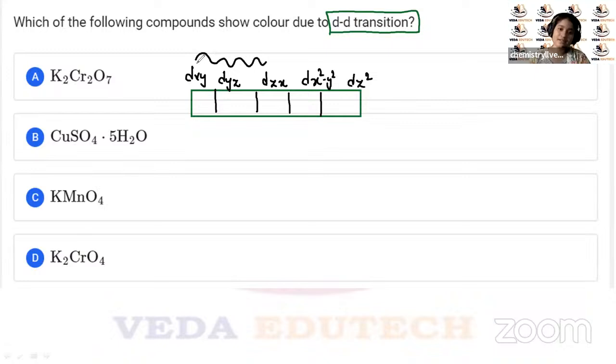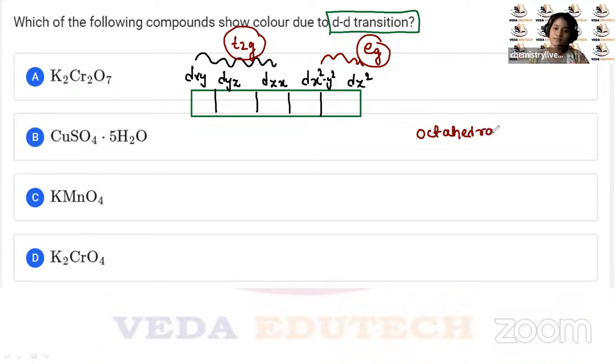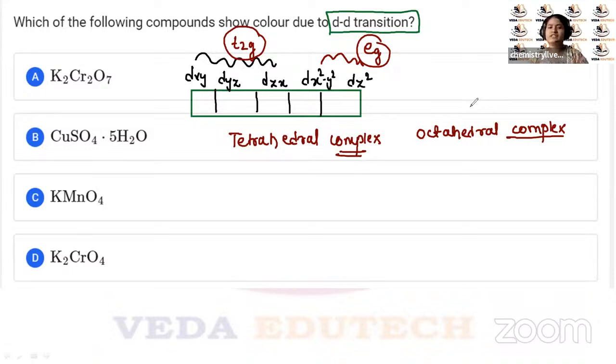These 3 set of orbitals, the first 3, are called your T2G orbitals. The second, these 2 set of orbitals, are called your EG orbitals. For example, in case of an octahedral complex and another, a tetrahedral complex. Okay, we have 2 types of complex here, that is your tetrahedral and octahedral complex.